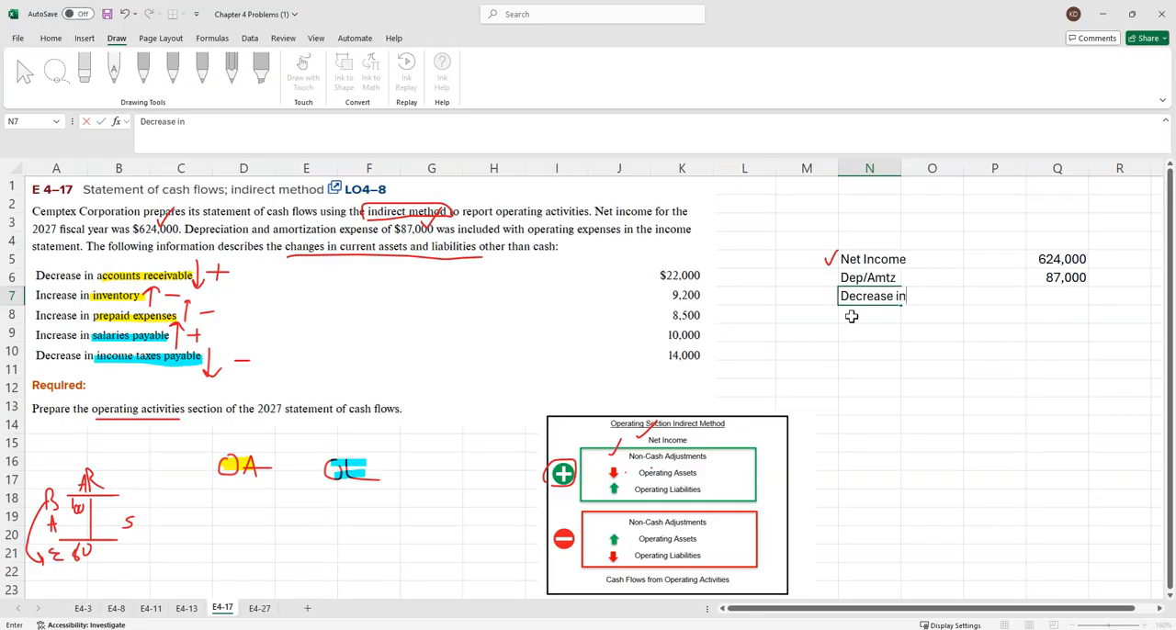So we'll have a decrease in accounts receivable, an increase in inventory, an increase in prepaid expenses, an increase in salary payable, and a decrease in taxes payable. That's just what's happening over there. We can use our little items here: plus, minus, minus, plus, minus. We'll just do the numbers. If it's plus, it'll be positive. If it's minus, it'll be negative. So we'll add the $22,000. We'll subtract the 9,200.